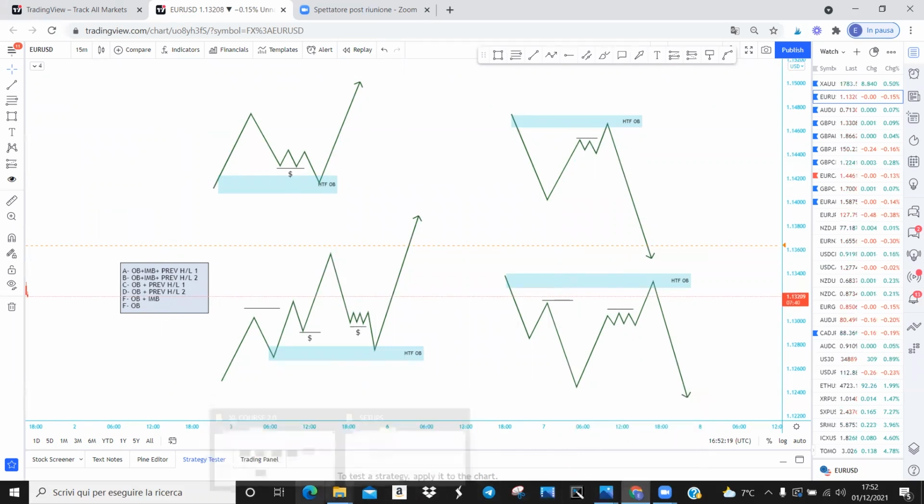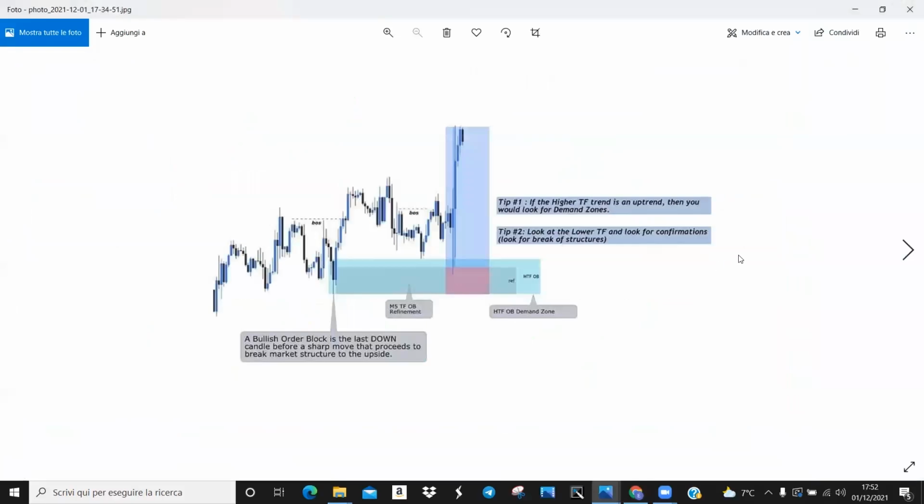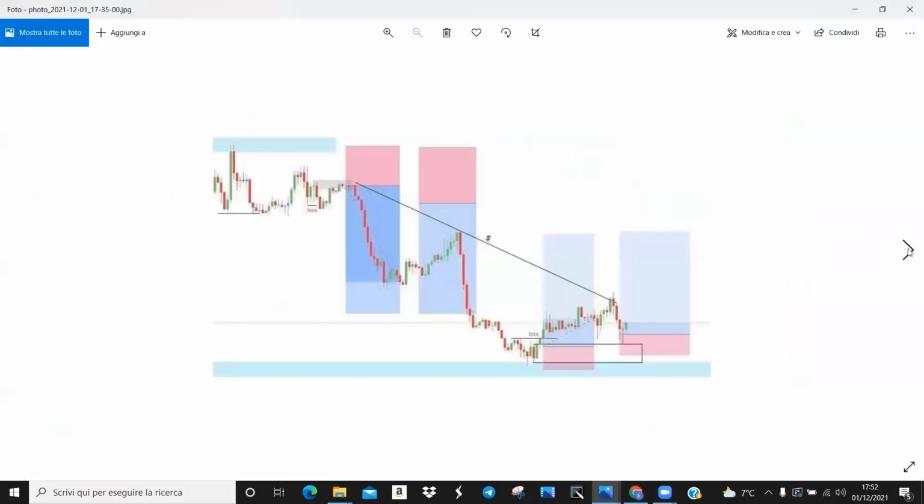Let me go back to here, perfect. So this is a B setup, okay? Now here, for example, let me see, here we have order block, no imbalance, but we have previous lows here and previous low here. So I would say it's still, in this case, a C setup, order block and previous low type 1, both here and here, okay?